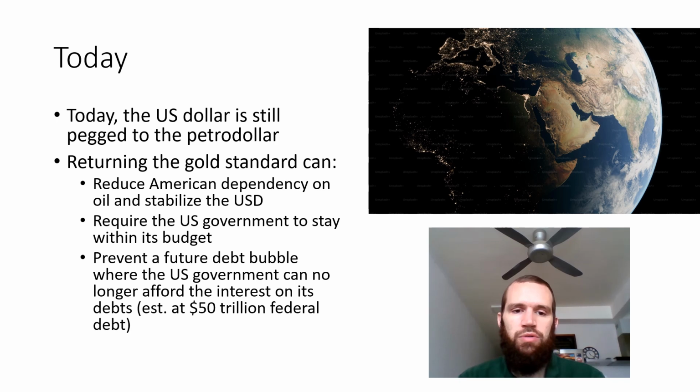Returning to the gold standard can reduce American dependency on oil and stabilize the US dollar. It can also require the US government to stay within its budget, particularly the federal government, and it can prevent a future debt bubble where the US government can no longer afford the interest on its debts, which is estimated at $50 trillion in federal debt. That's somewhere around double the current US federal debt. It won't be able to afford its own interest payments, let alone pay down the debt, which many say is practically impossible at this point. But they can control their spending, which is very possible. But they'll have to make a lot of shifts in foreign policy, shifts in domestic policy, and so on.